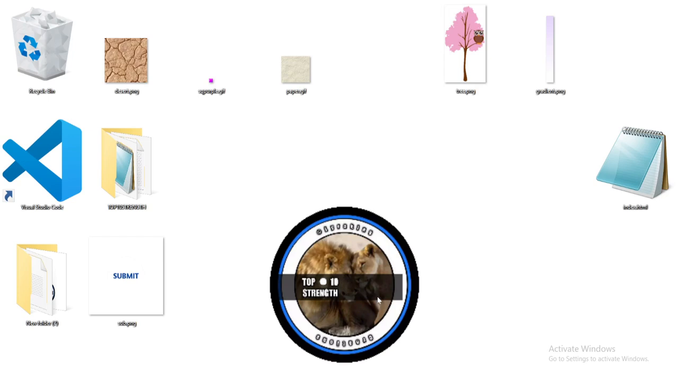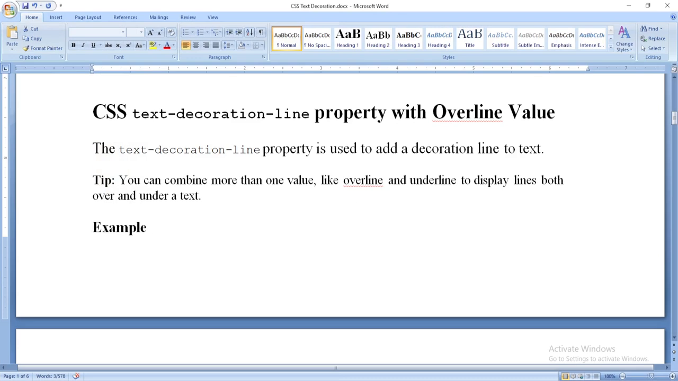Welcome back everyone. Quickly, let's continue our discussion on CSS text decorations. And right now we will be discussing the CSS text-decoration-line property with the overline value. The text-decoration-line property is used to add a decoration line to text. You can combine more than one value, like overline and underline, to display lines both over and under a text.